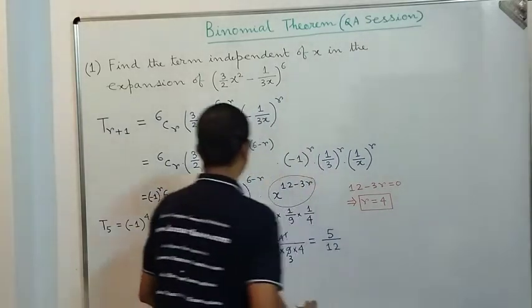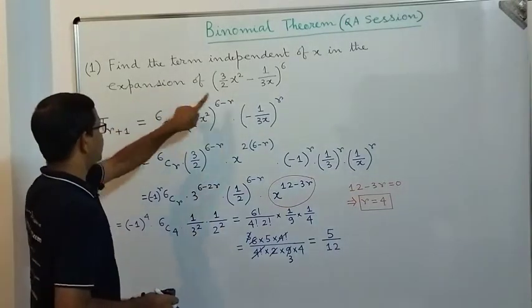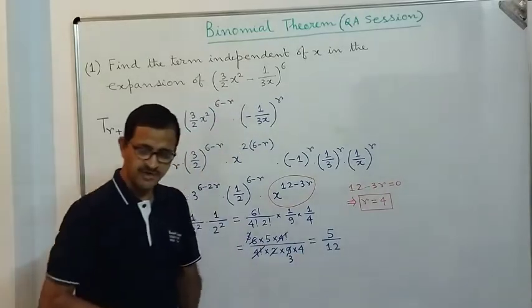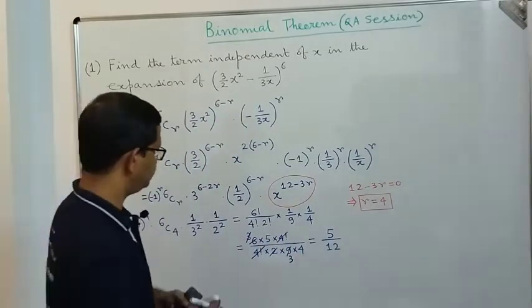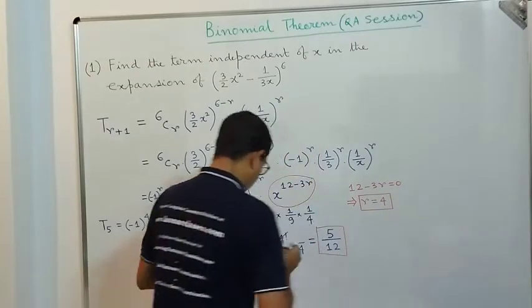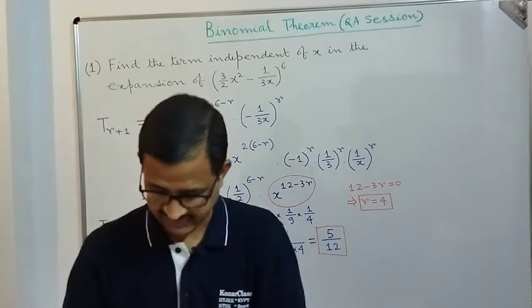So dear students, the answer to the question, the term independent of x in the expansion of (3/2 x square minus 1 by 3x) power 6 is 5 by 12. Okay, so this is the answer we get. I hope it is very clear to you, dear students. Now let's proceed to the next question.